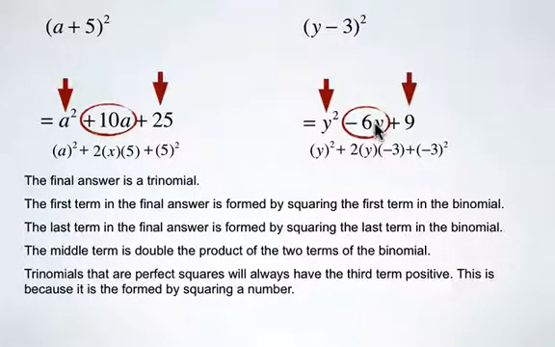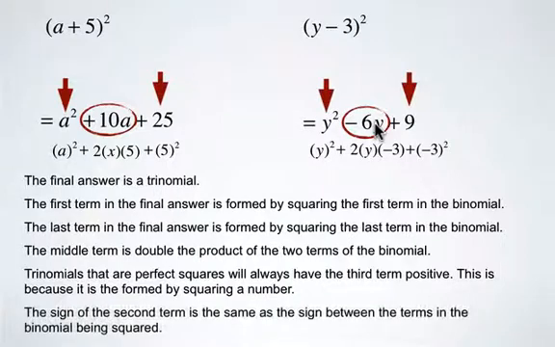Trinomials that are perfect squares will always have the third term positive. This is because it is formed by squaring a number. The sign of the second term is the same as the sign between the terms in the binomial being squared. So, if it's a negative here, it'll be a negative here. If it's a positive here, it'll be a positive here.